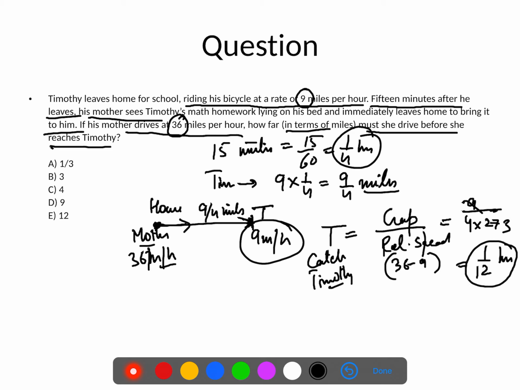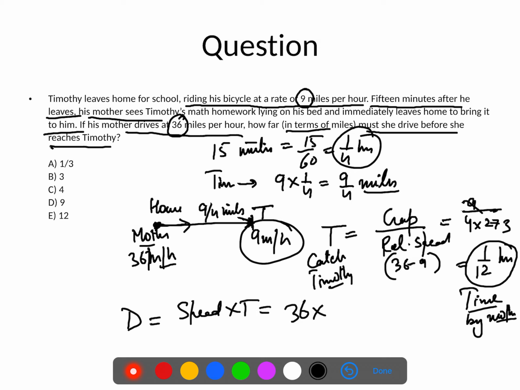This is the time taken by the mother to catch Timothy. The question is how long she needs to travel. So distance traveled by the mother is speed into time. Speed is 36 miles per hour, time taken is 1/12, that is 3 miles. So she'll travel 3 miles before she catches Timothy.